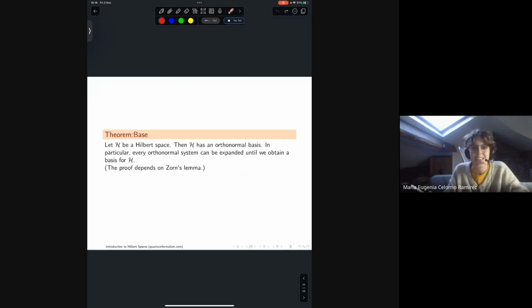The proof of this, I particularly really like it, but it depends on Zorn's lemma. So in order to do that, I would have to define quite a lot of set theoretical results. If you are interested, let me know, because I'm more than happy to either send you resources or go over the proof with you. But we're not going to see it today.